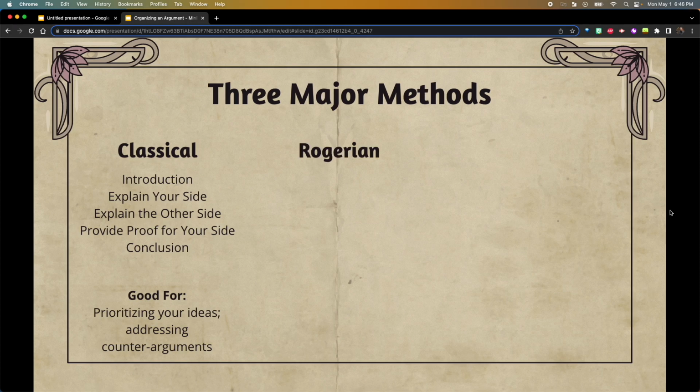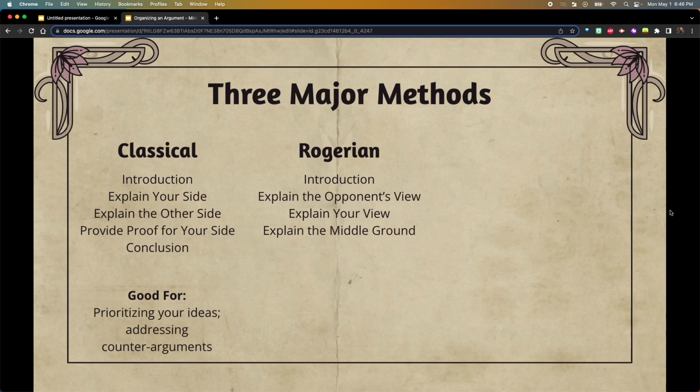Another method is called the Rogerian method. For this one, you have an introduction, you explain the opponent's view first, then explain your view, and then you talk about a middle ground solution before coming to a conclusion. This is good for helping to solve an issue or helping people come together.